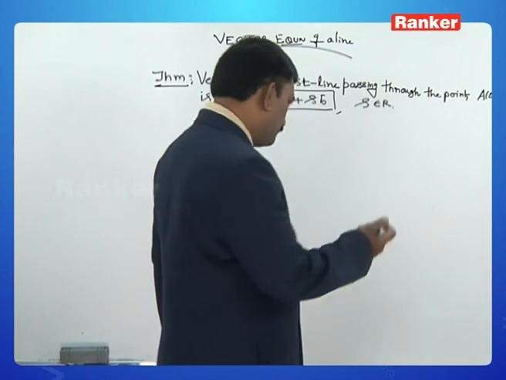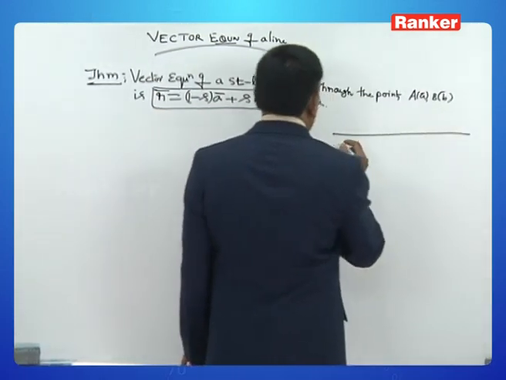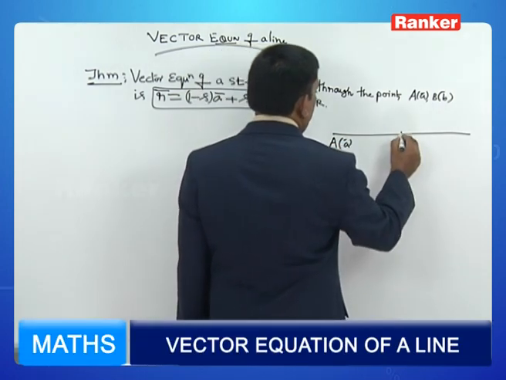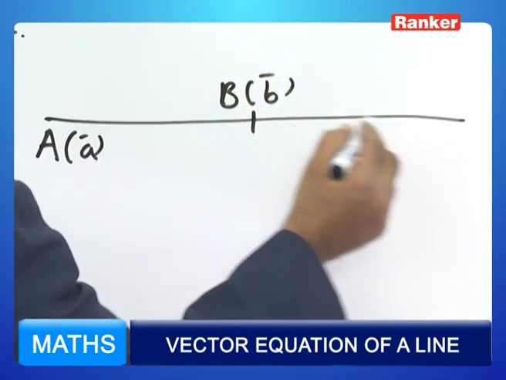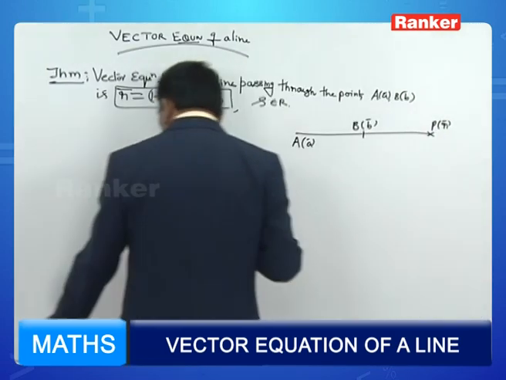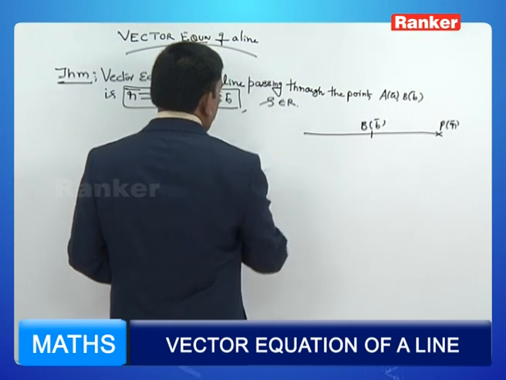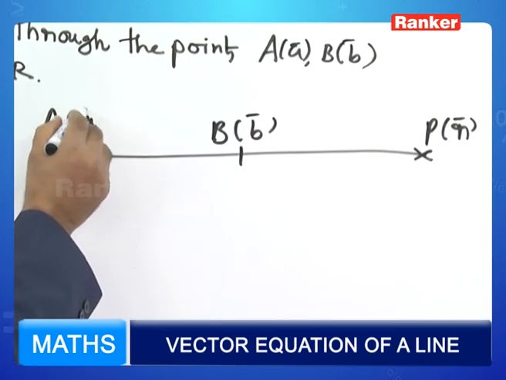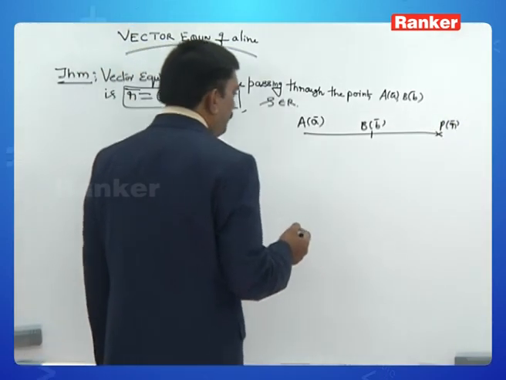Let us see. If I take this as A of A bar, this as B of B bar, and this as P of R bar. So why a third point? Why name it? It's a line equation, we have to name it. Without X and Y, it is not a straight line. Without R bar, it's not a straight line.